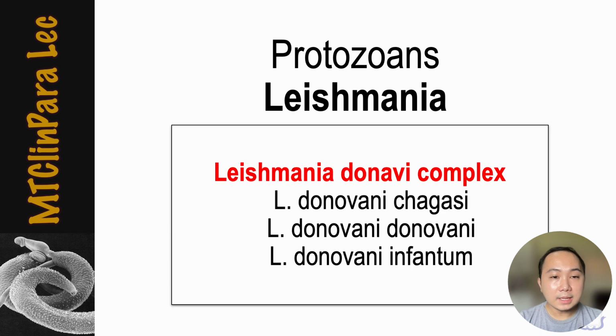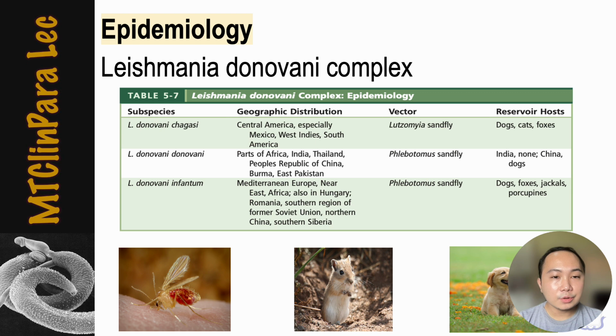And lastly, for Leishmania, we have your Leishmania donovani complex. This is by far the most pathogenic of all the Leishmania species. So this is represented by L. donovani chagasi, L. donovani, and L. donovani infantum. When it comes to your L. donovani complex, these are usually distributed all throughout the continents. So they don't have any specific type of world. They may be distributed to different types of countries.